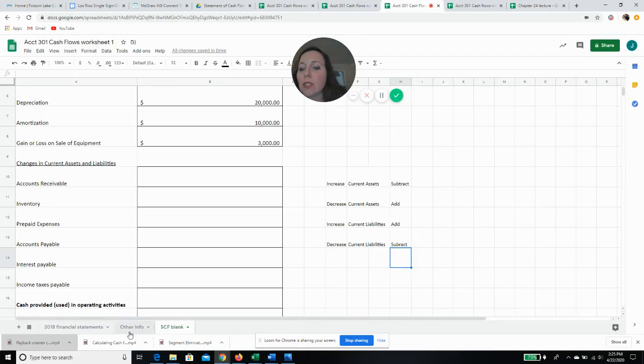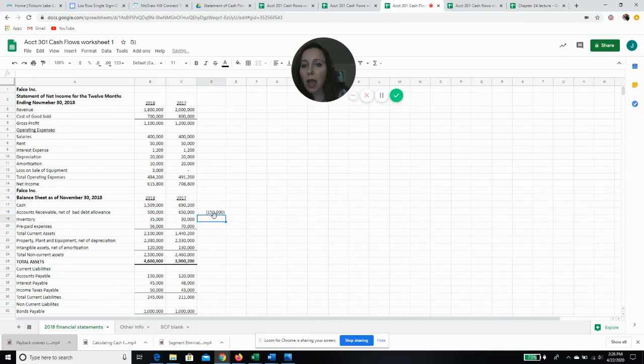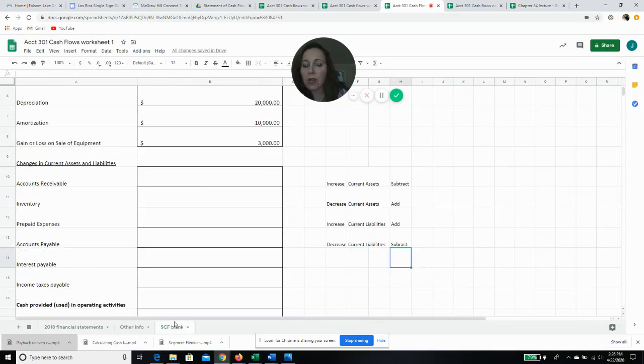All right, so let's go back to our financial statements. And remember, we're not doing this for cash or marketable securities. We don't have marketable securities. Let's start with our current assets. So first we have accounts receivable. This is just like when you did your variance. We take current year minus prior year. And we know that year over year, our accounts receivable decreased by $150,000. So if I go back over to my statement of cash flows, if I have a decrease, then I add it back. So I'm going to add back the $150,000.